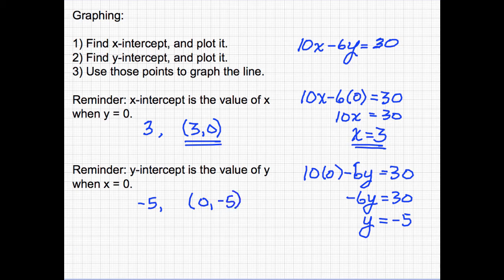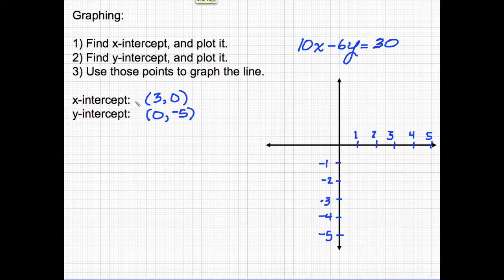Now let's see how to graph that. We saw that the x and y-intercepts were 3 and negative 5, and we find the x-intercept, find the y-intercept, and plot them. So we plot the points 3, 0, it's right here, and the point 0, negative 5, that's right here, and then we use those points to graph the line, and we just use a ruler and connect them, and we've plotted our line.